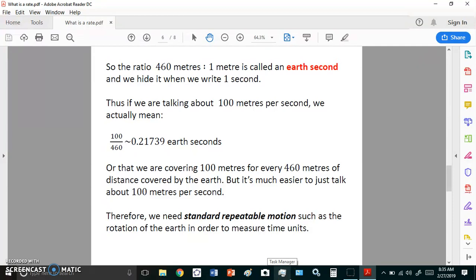So what do we need for time? We need standard repeatable motion, okay? And to have standard repeatable motion, we need objects. And as far as we're concerned, objects are physical matter. Therefore, you need the universe. And if everything in the universe had to come to a standstill, even at the subatomic level, time would automatically cease to exist, okay? Time would become meaningless.